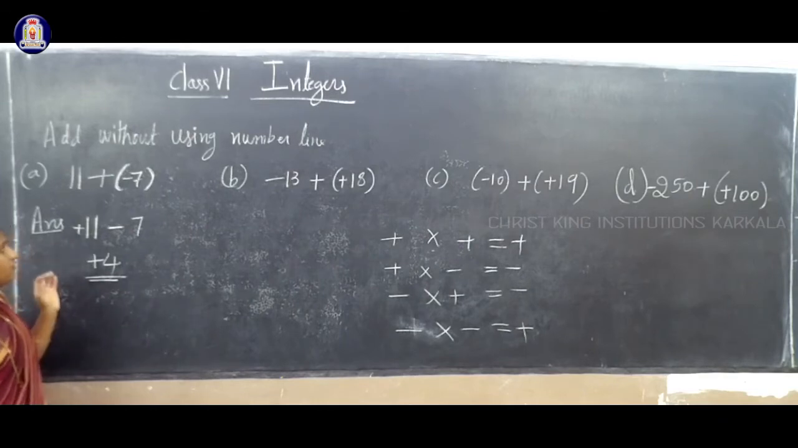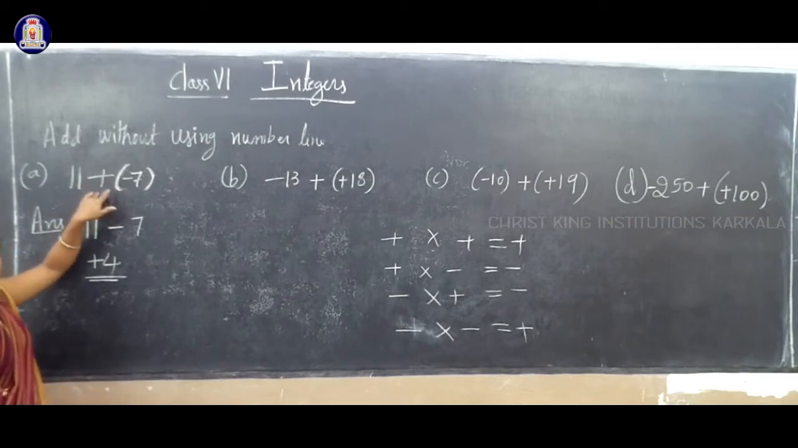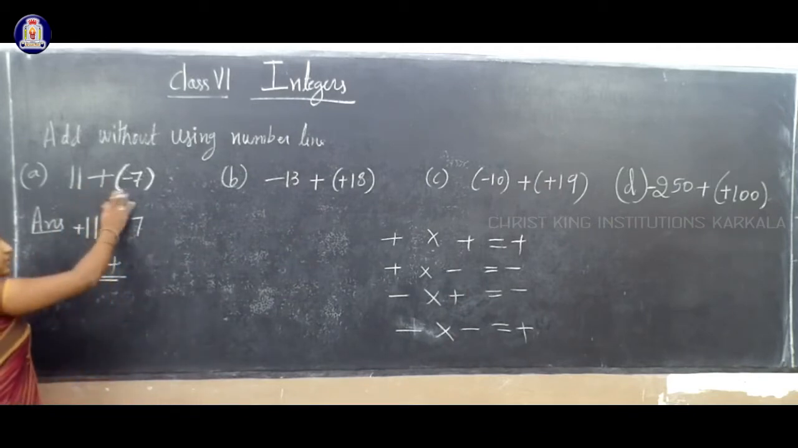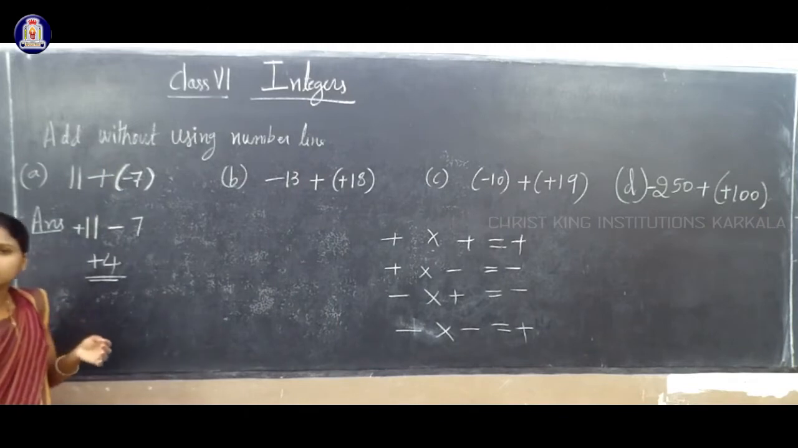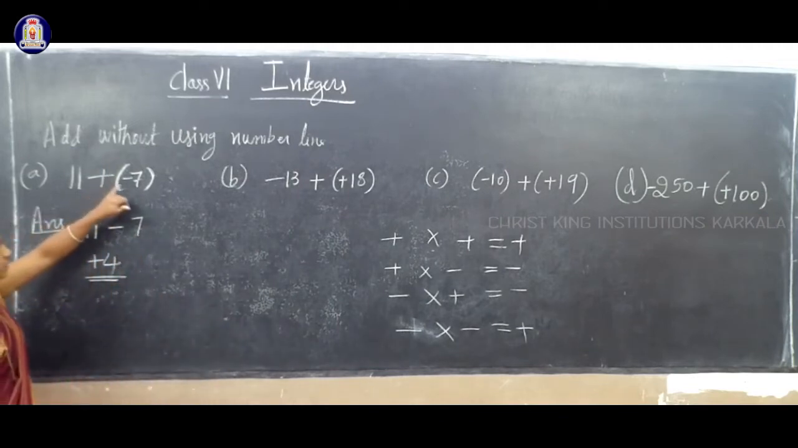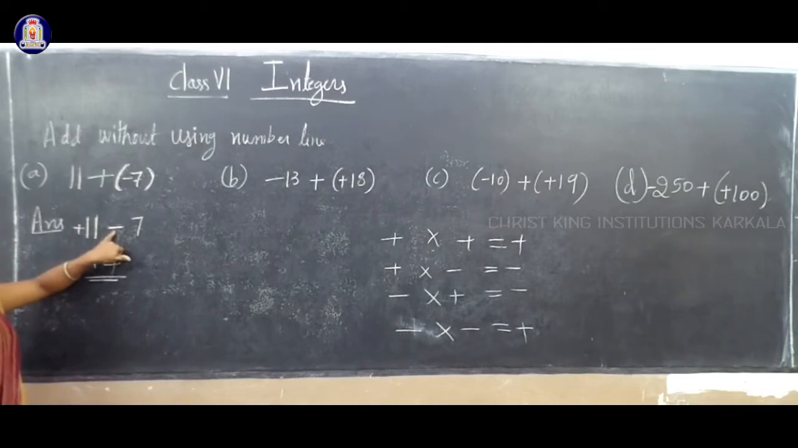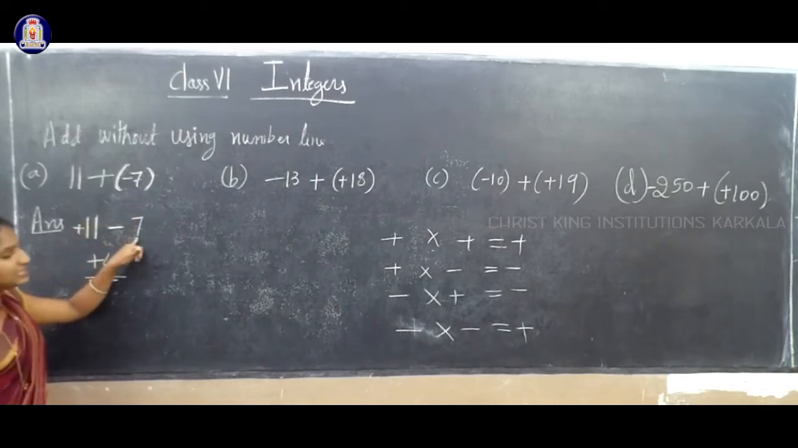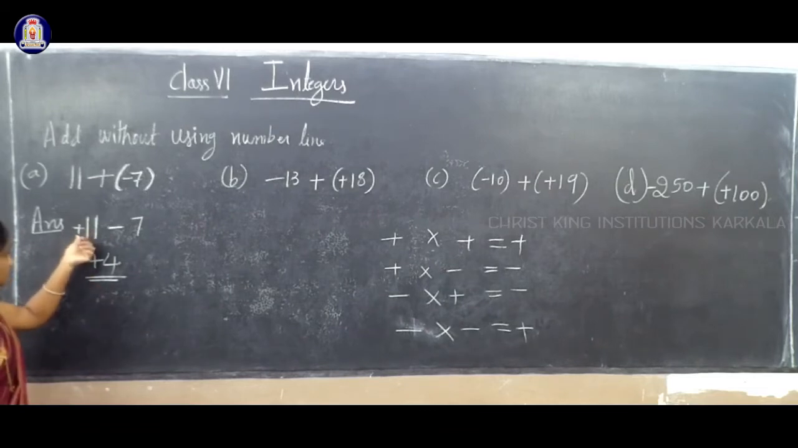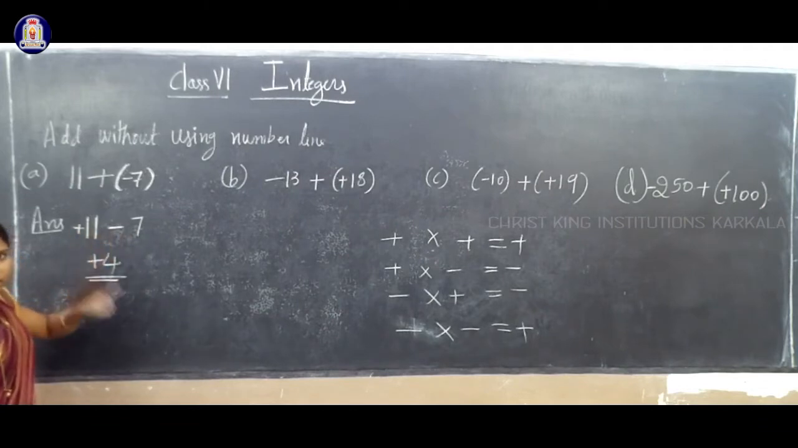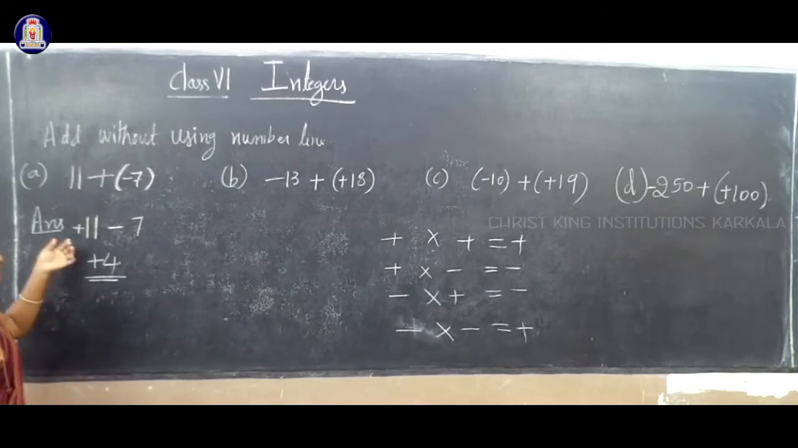Clear? So very simple. First, if the integer is given in a bracket, you have to remove the bracket. How to remove? Not by just dropping it. You have to multiply the sign. If you multiply, we get plus into minus, minus. So the number is here 7. Next, see the signs: here plus, here minus. Different signs, subtraction. Same sign, addition. Different sign, subtraction. So 11 minus 7 gives 4.